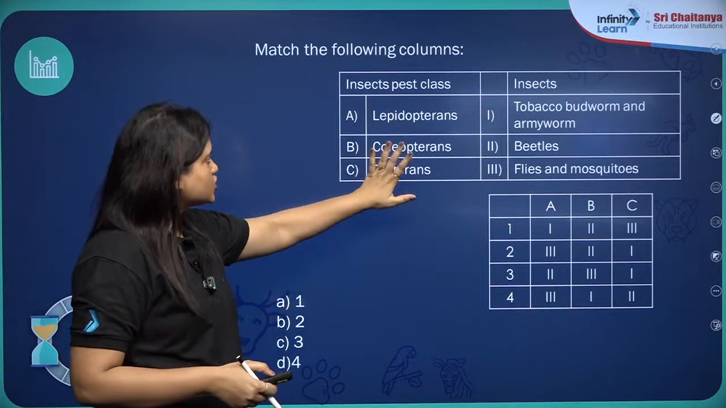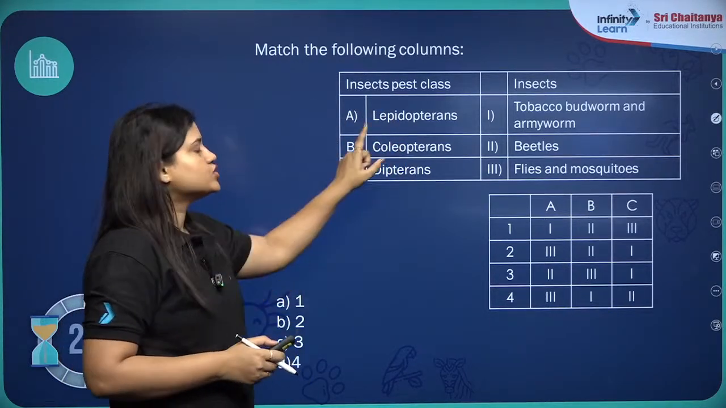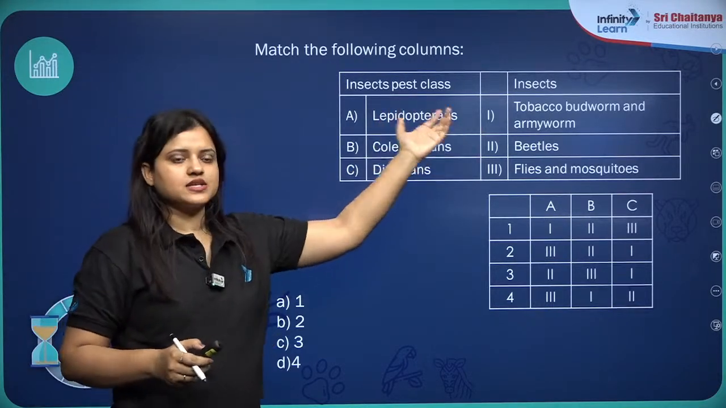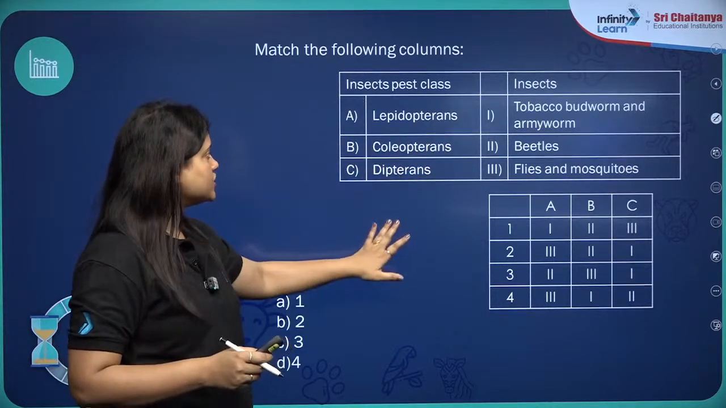Now can you try this one? Match the following column and your time starts now. So when we talk about BT cotton, class of insect and order of insect is also important, and these three are mentioned in NCERT.